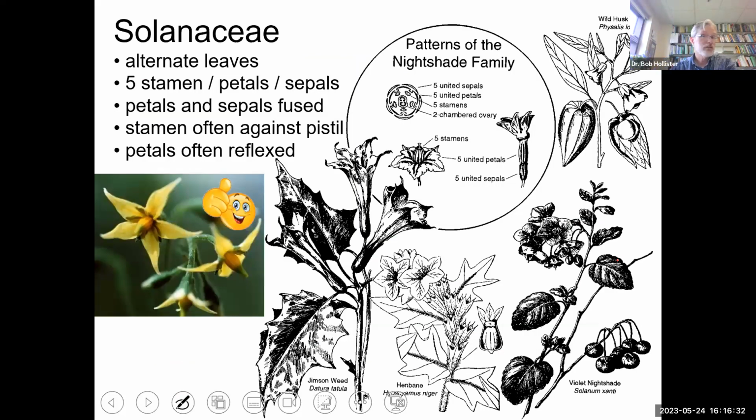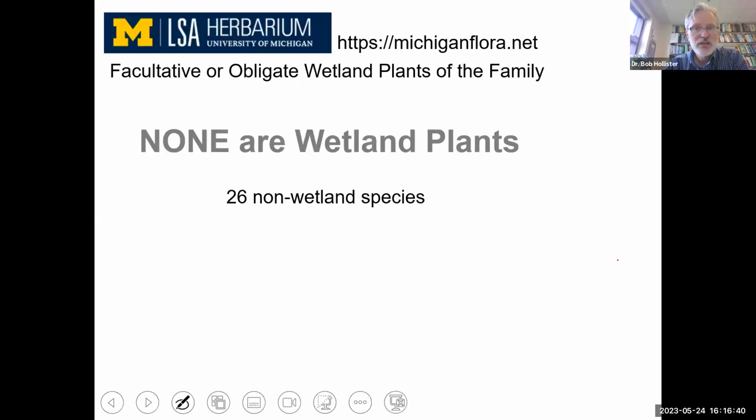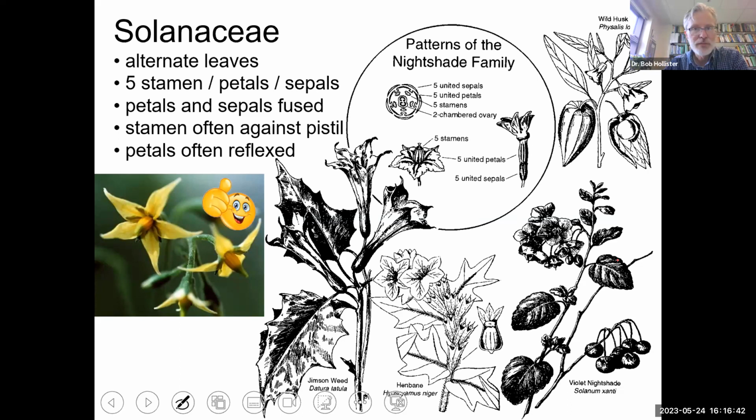All right, we're getting close to the end here. Solanaceae. I just cut to the chase. There's none in wetlands, which is really annoying, but I'll go back to this. It's one that you should know, though, because they're so distinct, and they are pretty common in non-wetlands. The petals, see how that kind of shows it curved back?